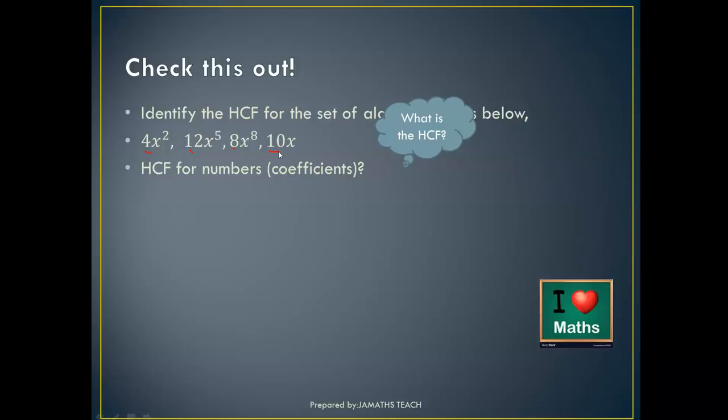So, what's the biggest number that can go into 4, 12, 8, and 10? 2. Right? If the 10 wasn't there, then we could have said it was 4. But the 10 is there, so the biggest number that can go into all these numbers is 2.